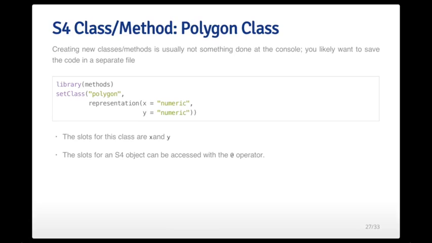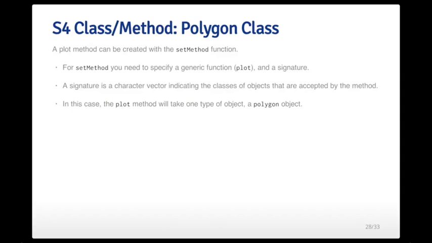So if I create a polygon object, the X and the Y slots have to have numeric data. They can't have characters. They can't have integers, etc. So now I've created a polygon class. The next thing I probably want to do is create a method, for example, for plotting a polygon.